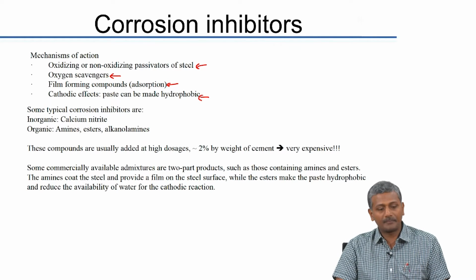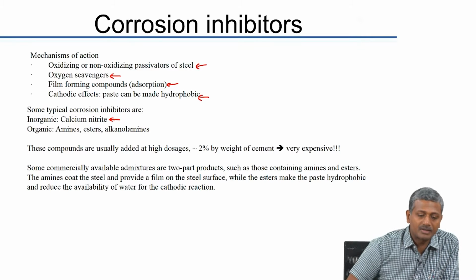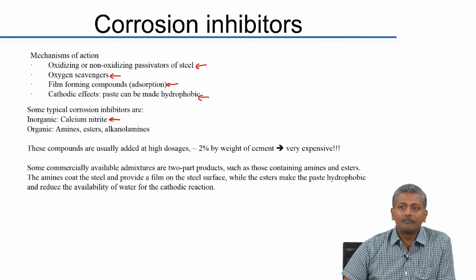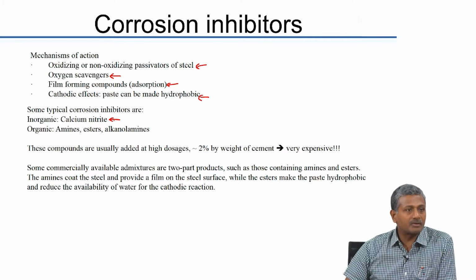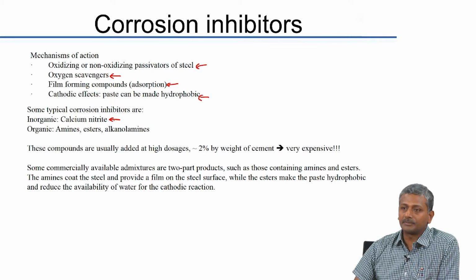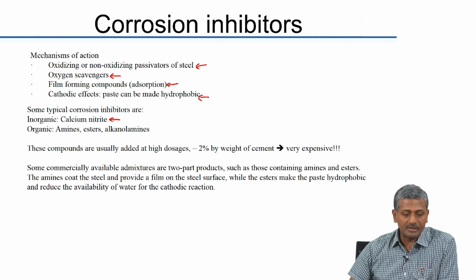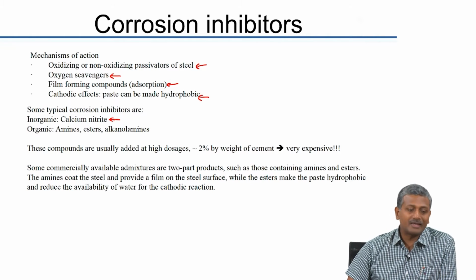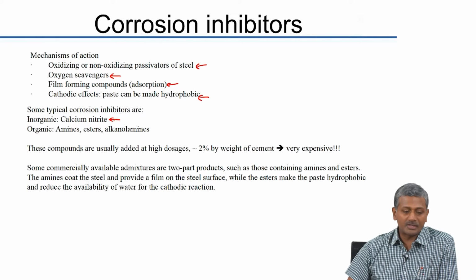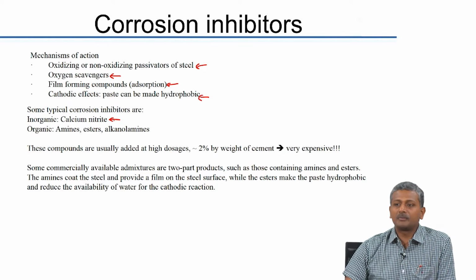of effects. Okay. And the types of chemicals that are used, inorganic chemicals, the most popular one is calcium nitrite. We also saw this calcium nitrite earlier as an accelerator. Calcium nitrite is also a very effective corrosion inhibitor. Okay. And the organic chemicals include amines and alkylamines, and these can be more effective than your inorganic inhibitor, which is calcium nitrite.